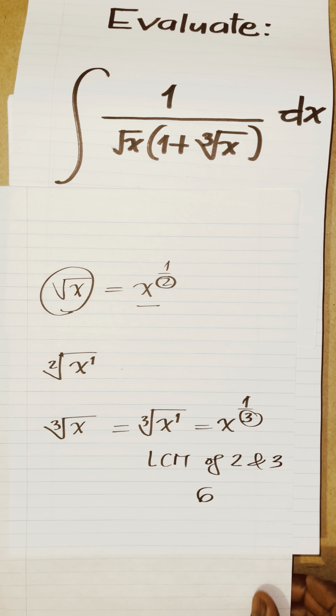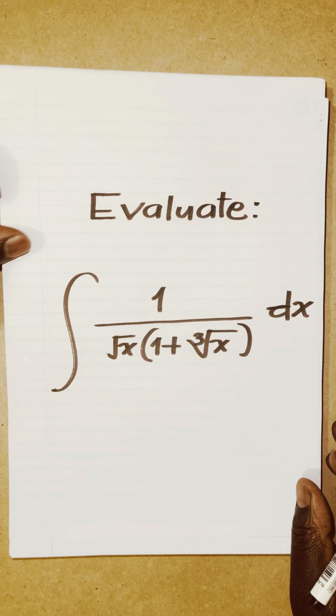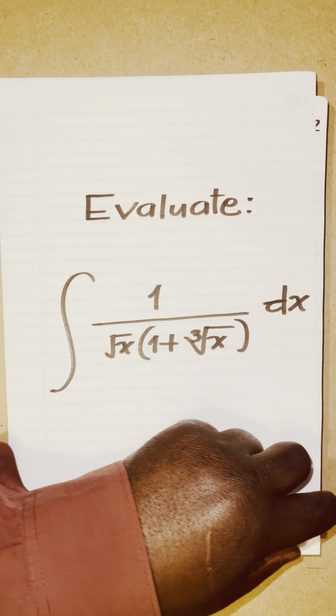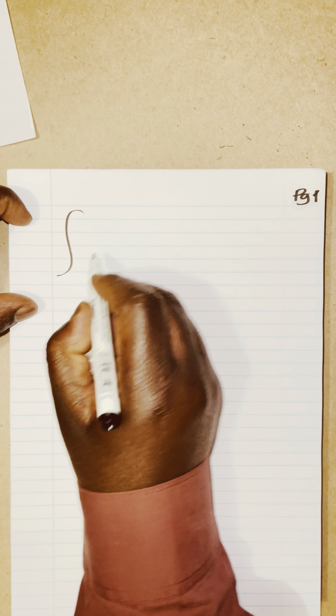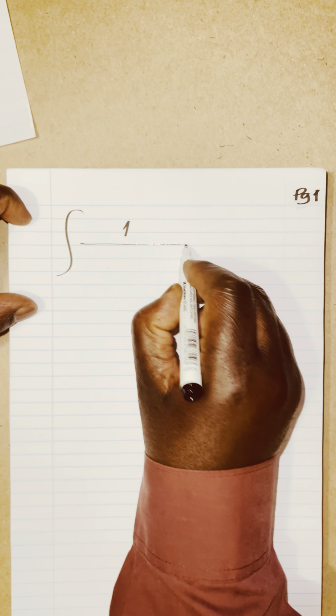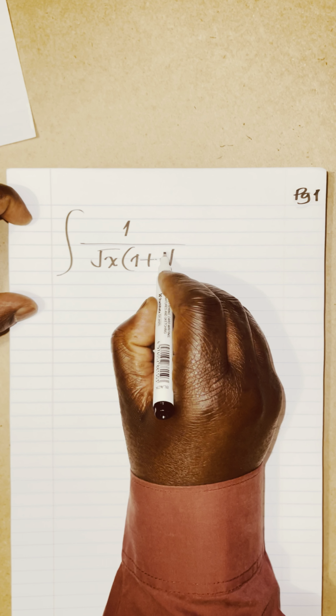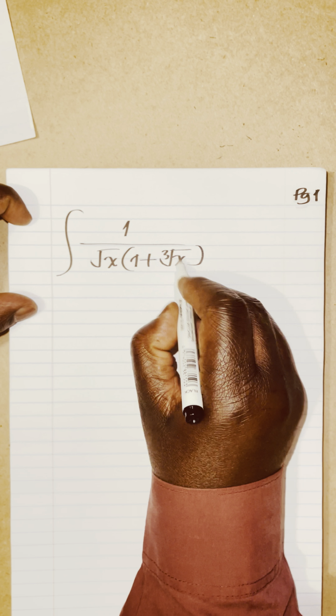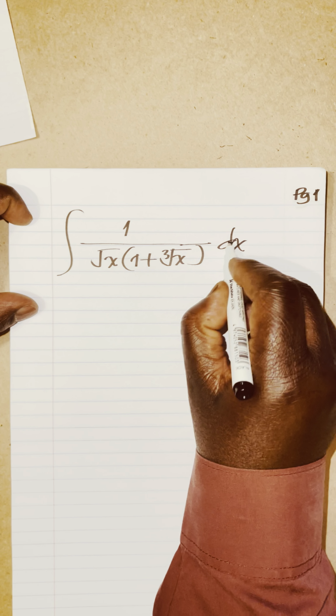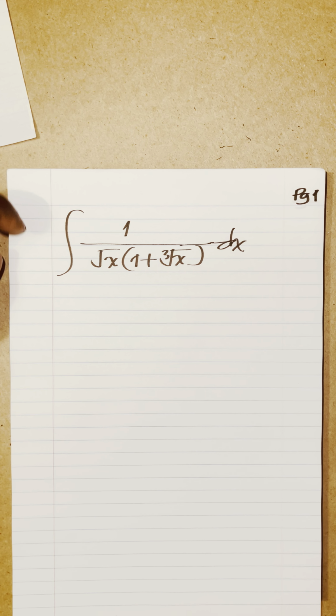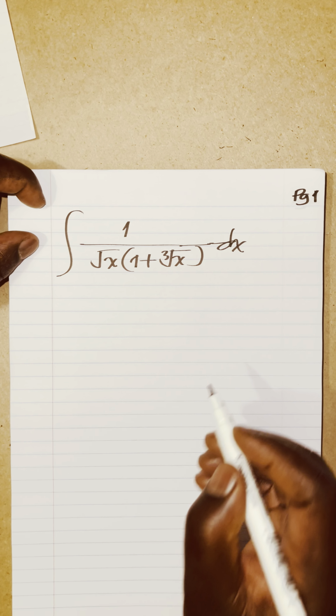Now, why is this important? It's important because in our approach we're going to use u-substitution, but advanced u-substitution. So let's capture the integral and then carry on with the evaluation. We have the integral of 1 all over the square root of x multiplied by 1 plus the cube root of x, and then we have dx. So like I said, we have the LCM of 2 and 3.